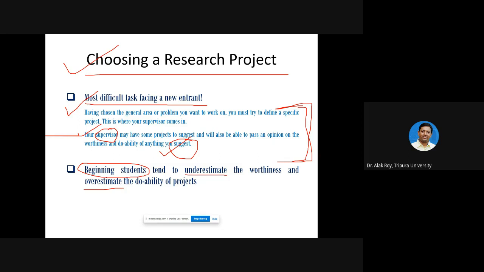Okay. Overestimate means whatever topic or idea the student has to work on, they feel that that is the best idea, and that no researcher in the world has solved it, or that the question the student has selected will lead to good publications. He is sure about that. Okay, so that is overestimating the doability of the project.